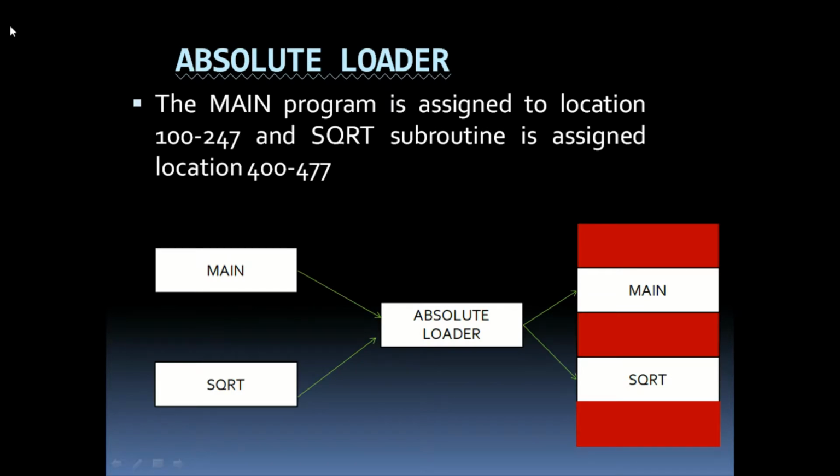You can see a diagram on the screen. There are two modules, main module and SQRT. Now, the main program is assigned a location, for example 100 to 247. That means the main module's locations begin at 100 and end at 247. Whereas the SQRT module is assigned the location 400 to 477. So these two modules are taken by the absolute loader and stored in the computer memory.